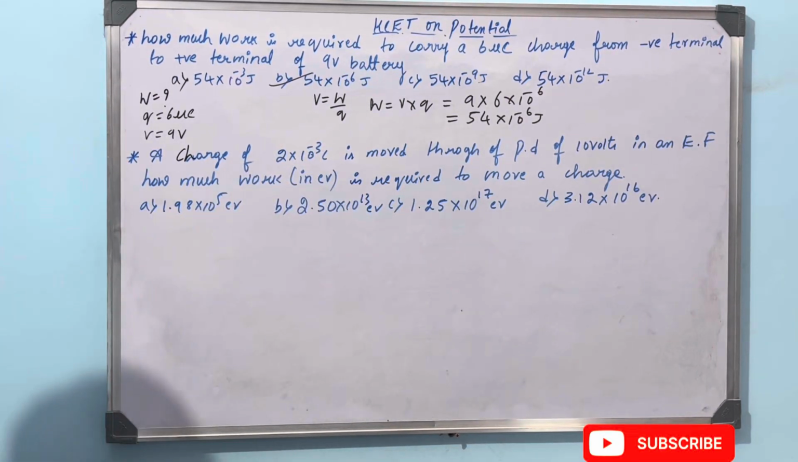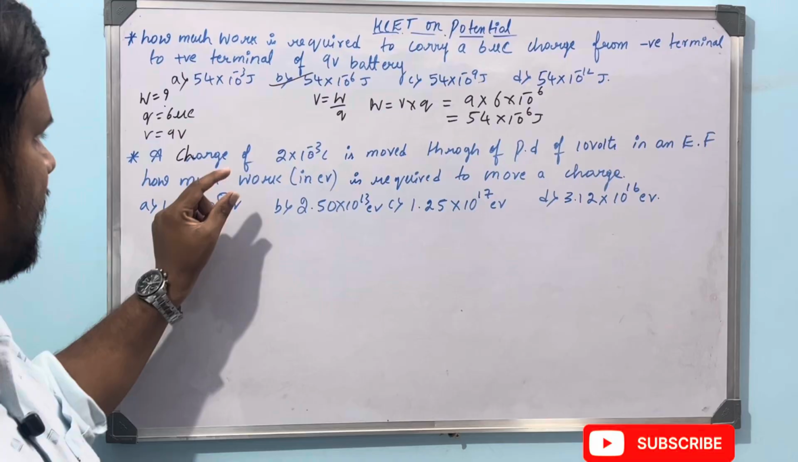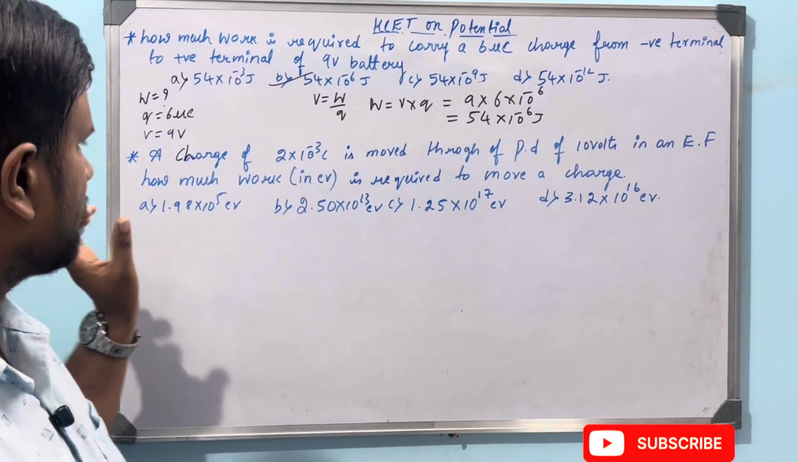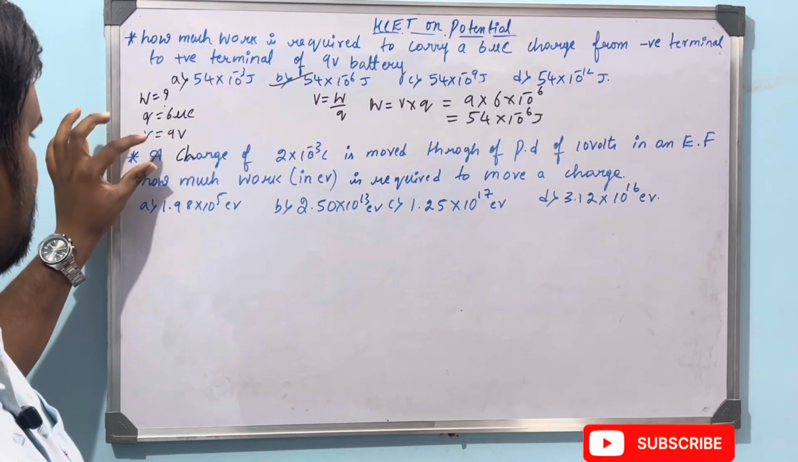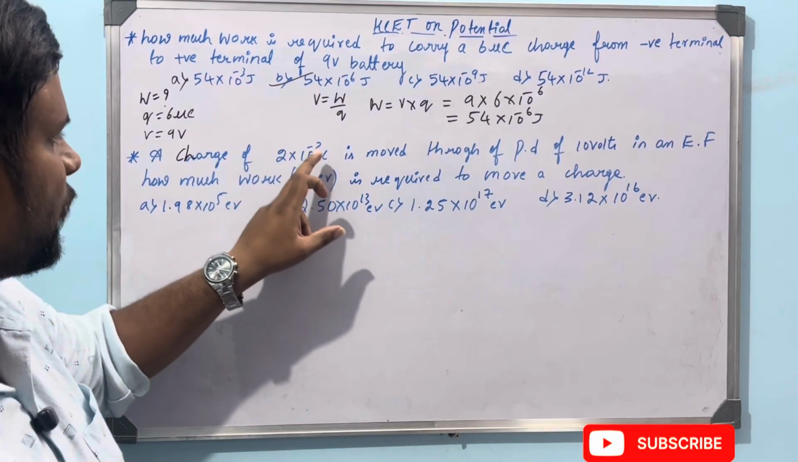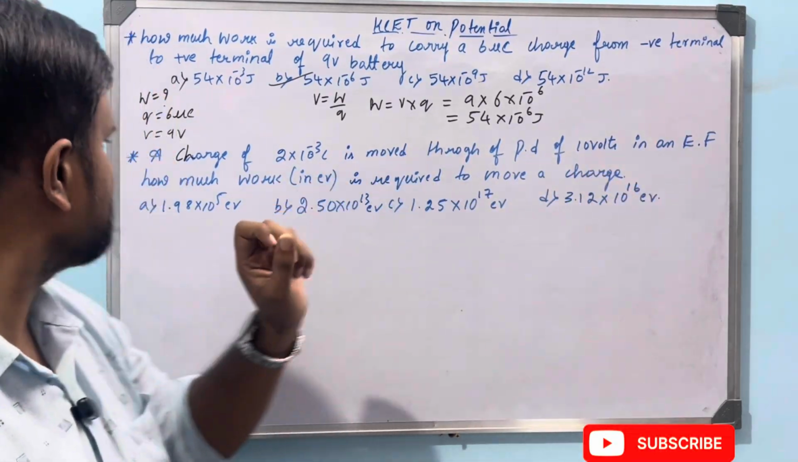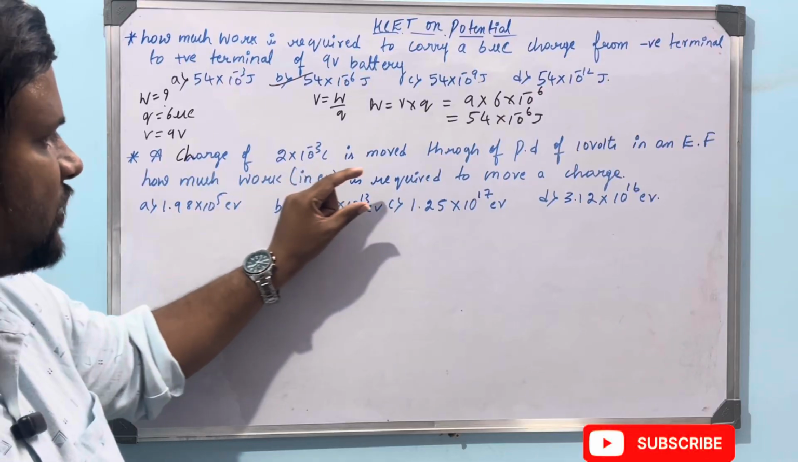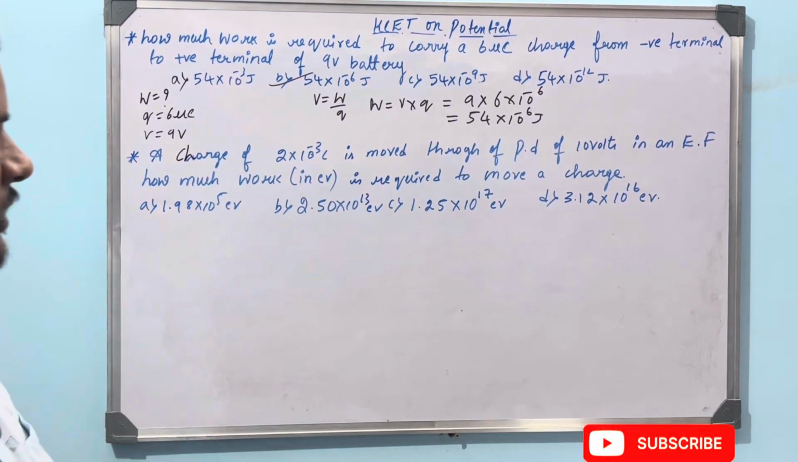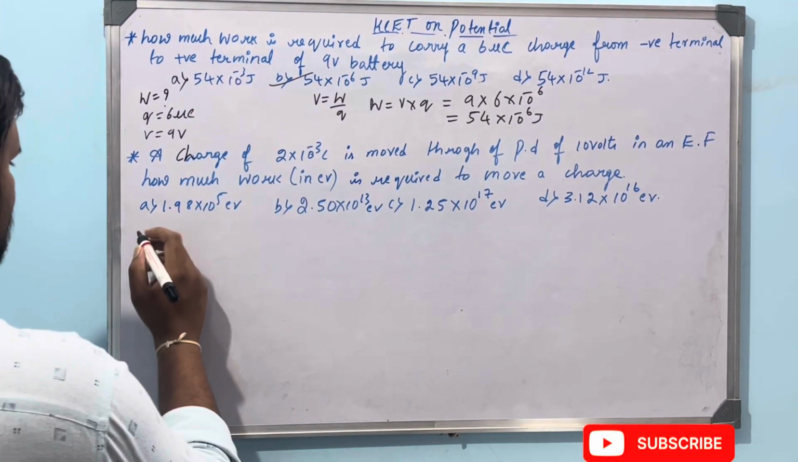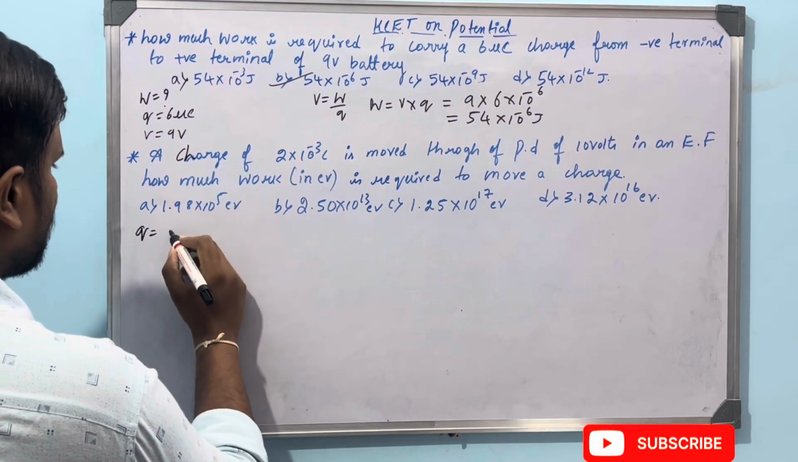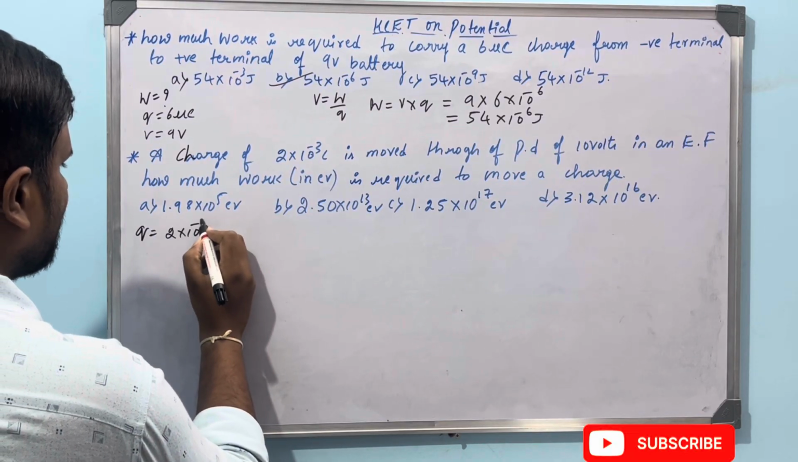This is also a simple question, but we need to calculate the work done in terms of electron volt. They are saying a charge of 2 into 10 power minus 3 coulomb is moved through a potential difference of 10 volts in an electric field. How much work in electron volt is required to move the charge? They are asking. What is the charge value they have given? 2 into 10 to the power of minus 3 coulomb.